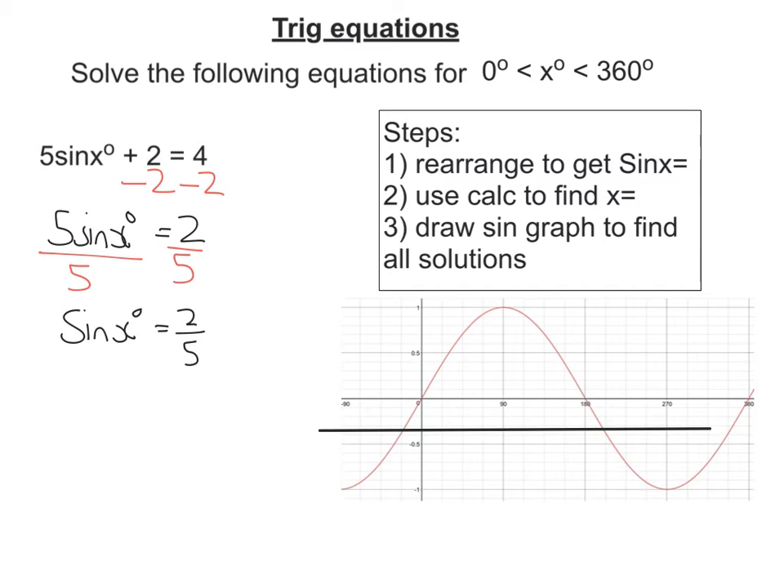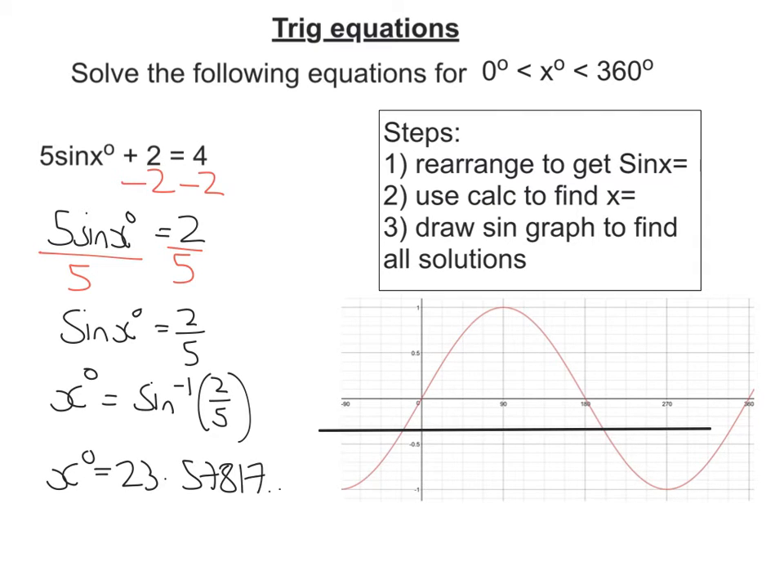Now use a calculator to find what x equals. Well, the inverse of sine is inverse of sine. So to get x on its own, we'd do x is equal to the inverse of sine, or sine to the minus 1, 2/5. And if you put that into your calculator, making sure you've got the right settings, you should get 23.57817... Now, third part, we need to find all the solutions between 0 and 360.